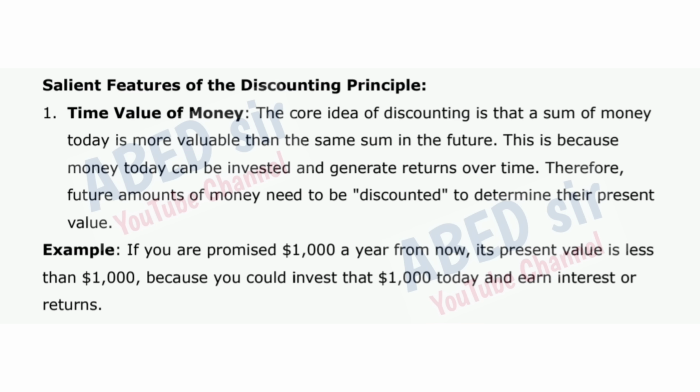The core idea of discounting is that a sum of money today is more valuable than the same sum in the future. This is because money today can be invested and generate returns over time. Therefore, future amounts of money need to be discounted to determine their present value. Example: if you are promised $1,000 a year from now, its present value is less than $1,000 because you could invest that $1,000 today and earn interest or returns.